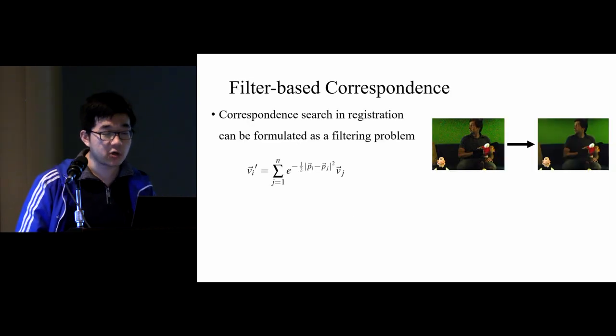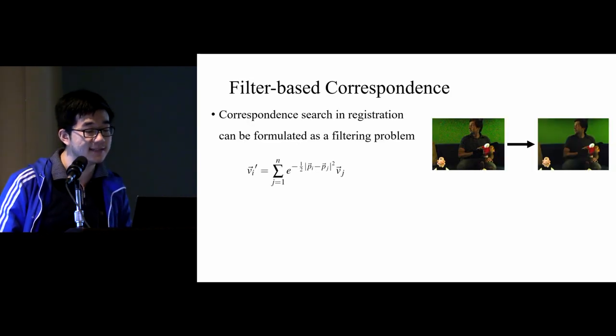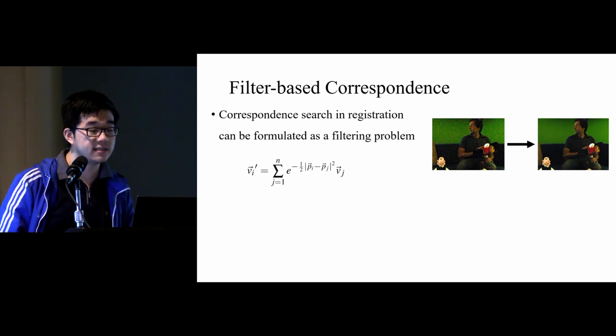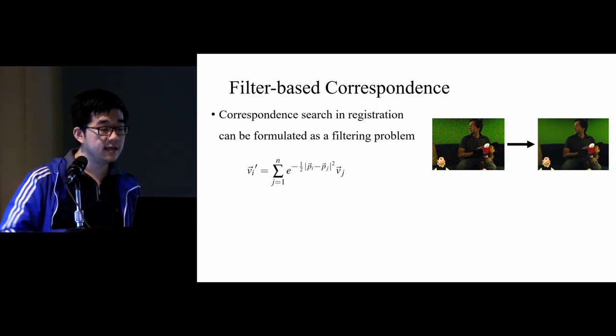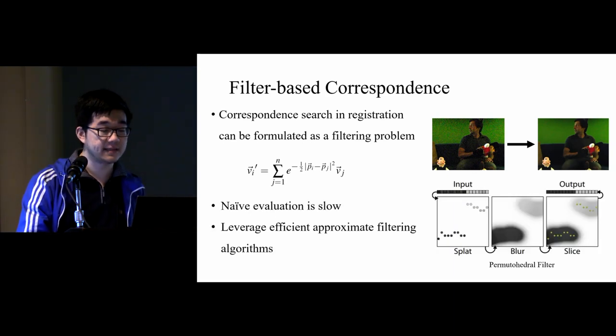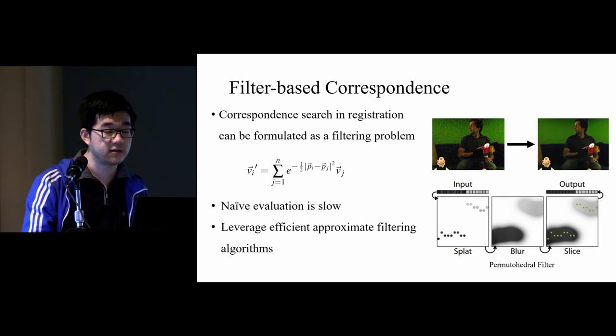The name FilterReg comes from filter-based correspondence, that is, the correspondence search, which is usually the bottleneck, can be formulated as a filtering problem. Naive evaluation of this filter can be slow, but we can explore efficient approximation, for instance, the permutohedral filter on the right.